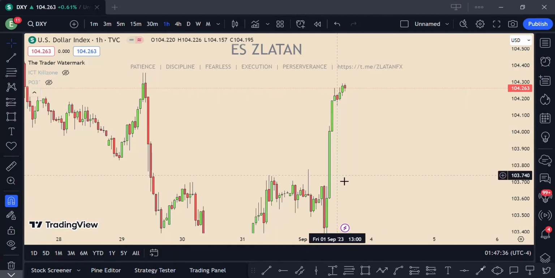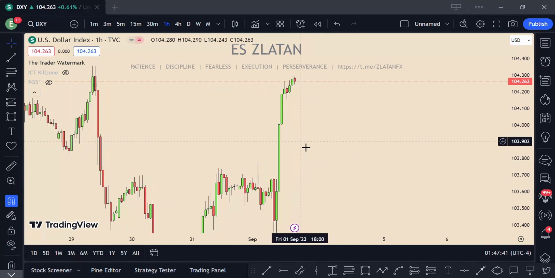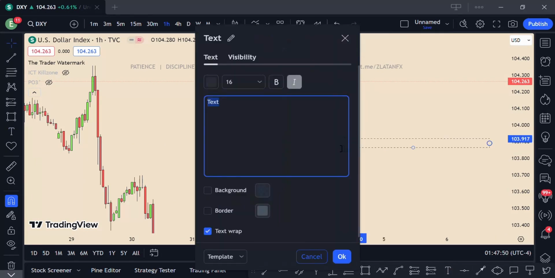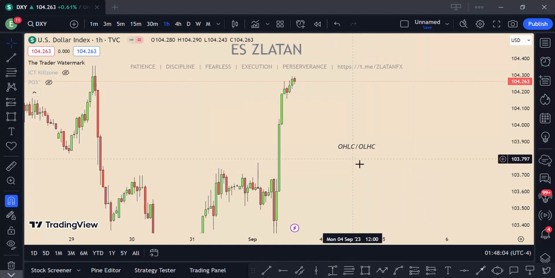Liquidity has been done, and now it's more about the open, high, close and the low. It's mostly open, high, low, close, or open, low, close, high. This is for bullish, this is for bearish, this is for bullish, right?